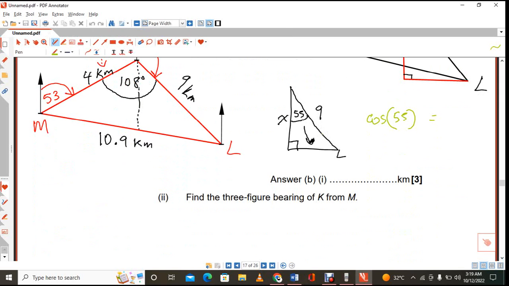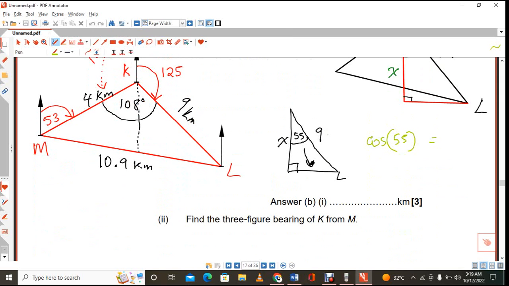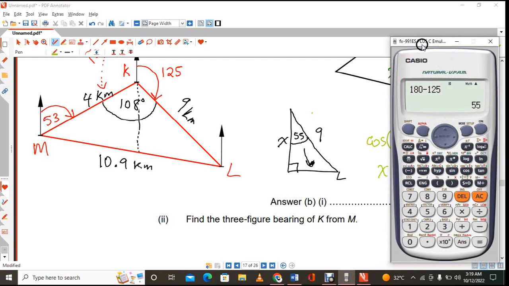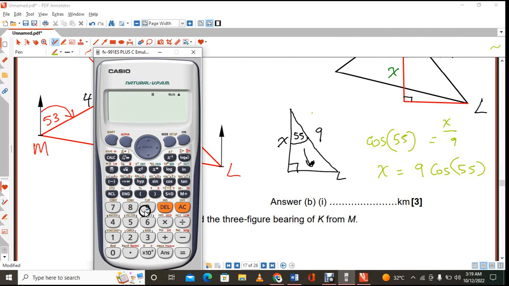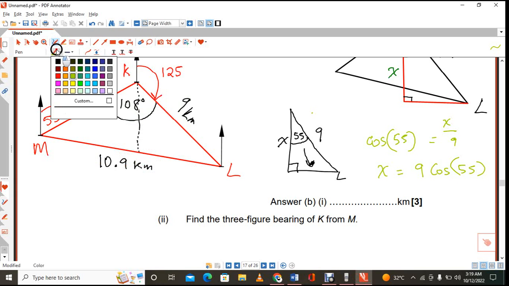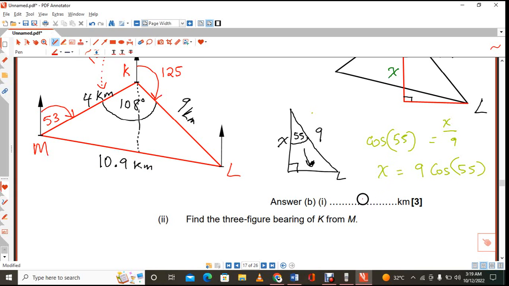So the distance x is the adjacent, in this case it is x over 9. So x over 9. Right, so in order for us to find the value of x, we cross multiply. X would be 9 times the cosine of 55 degrees. So just make sure your calculator is in degree mode. So you're going to say 9 times the cos. You don't have to put times between them. Okay, get about 5.16. All right, so that distance there is about 5.16 kilometers.